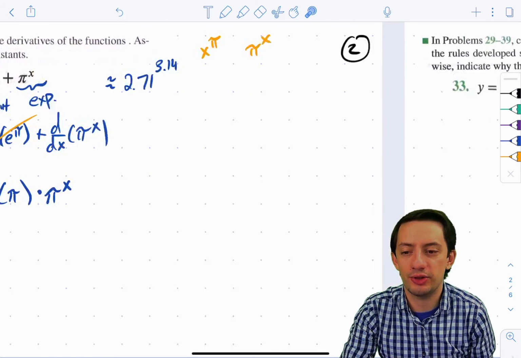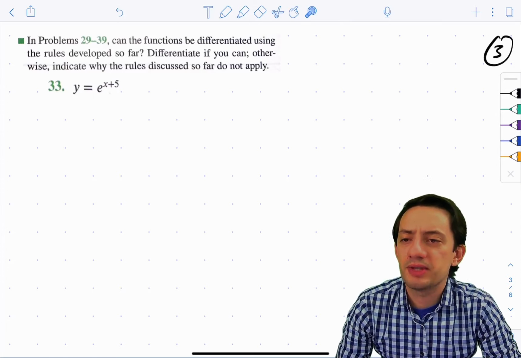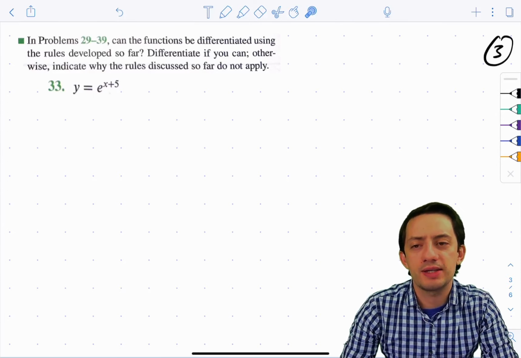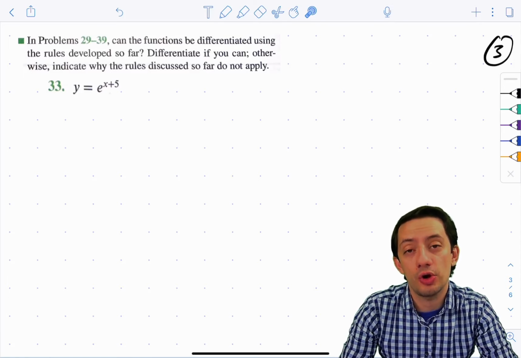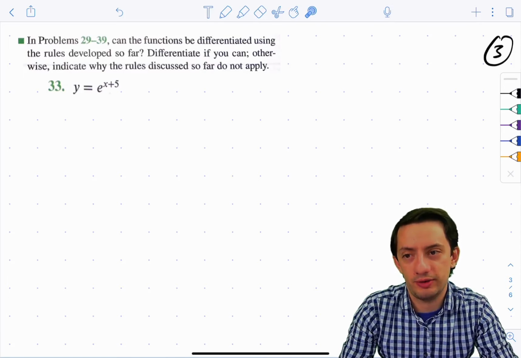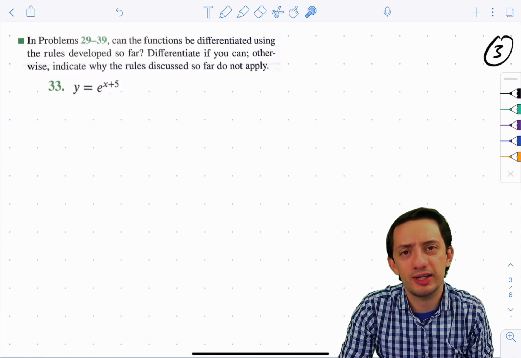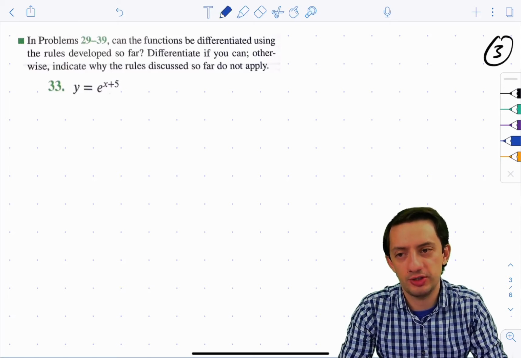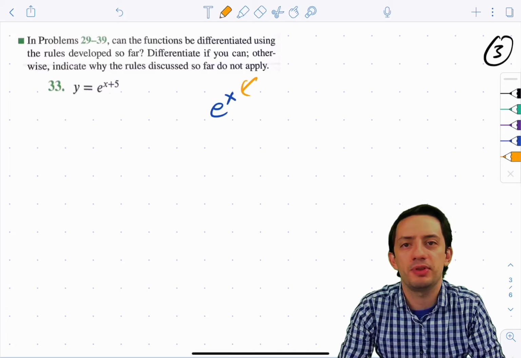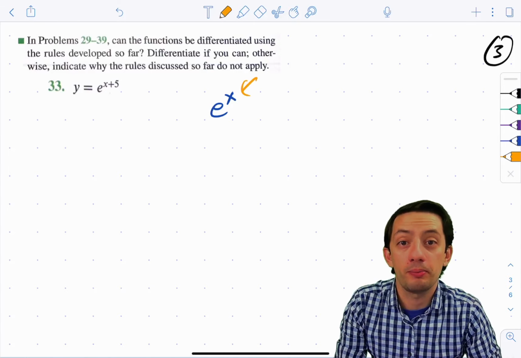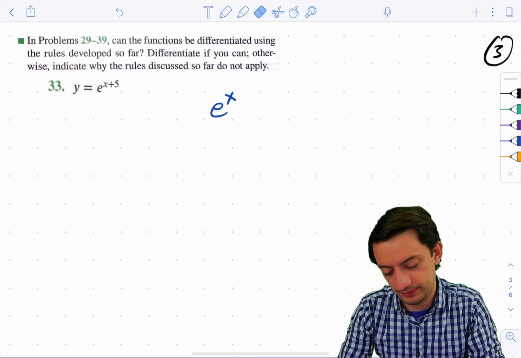Moving on to the third problem. The next two problems have this form. The question asks, can it be differentiated with the rules that we've seen so far? If so, take the derivative, and if not, say why not. So at first, this looks like it can't be, because we know how to differentiate things like e to the x, but this has extra things up there in the power. But this time, we're saved by applying a rule of exponents.